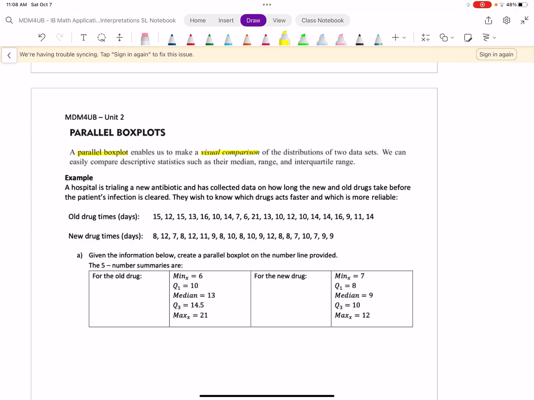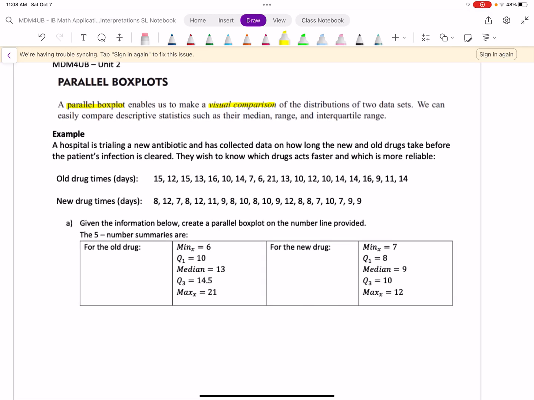So let's take this as an example here. It says, a hospital is trialing a new antibiotic and has collected data on how long the new and old drugs take before the patient's infection is cleared. They wish to know which drug acts faster and which is more reliable.